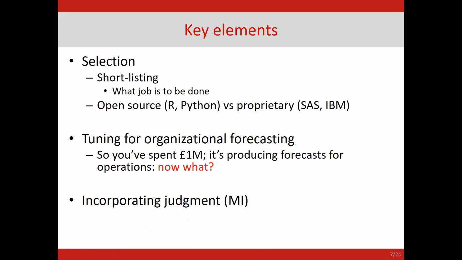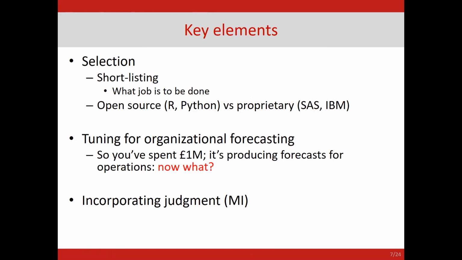So the key elements then are selection, and we'll pick up on some elements of that in a few moments. Then tuning for organizational forecasting, because it can be extremely expensive to buy this software, leaving aside issues of training staff. For operational forecasting for a retailer, the software will typically cost more than £1 million. And then the final stage is incorporating the market intelligence. So we're going to pick up on all those key elements.